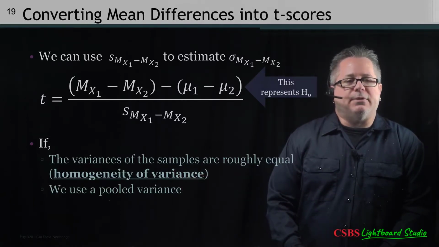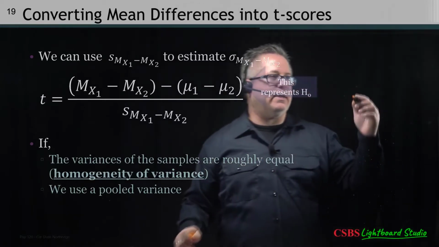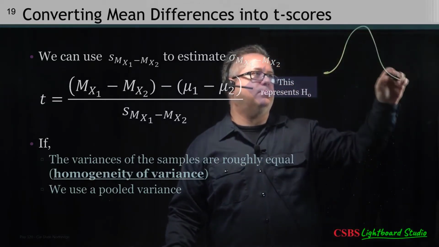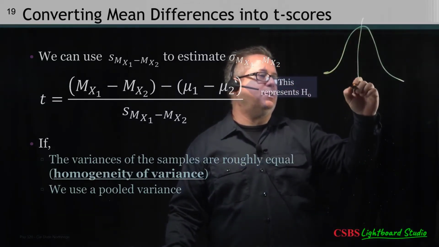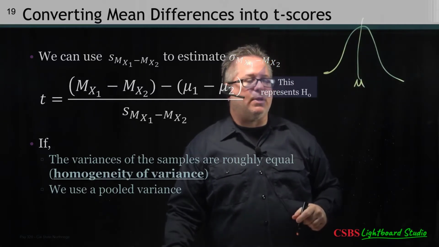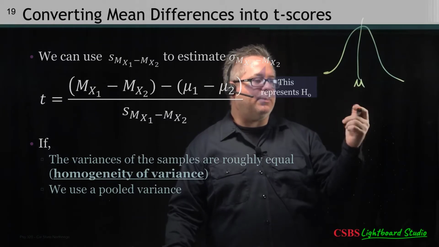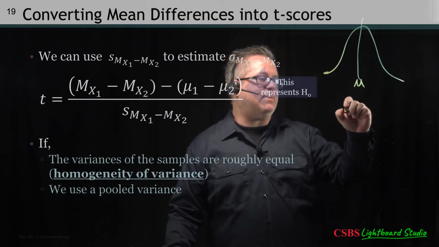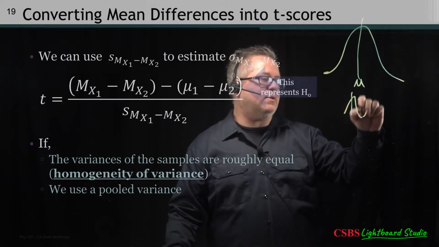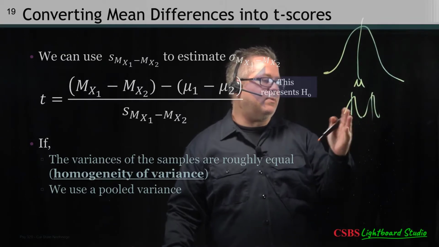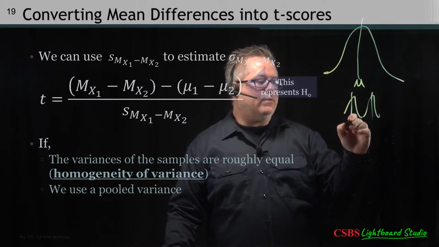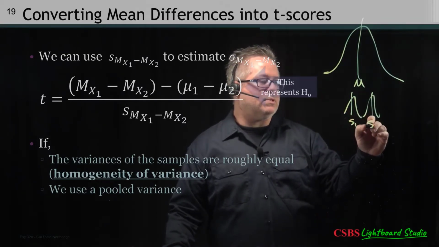So the logic here is that if I have some kind of population, let's say we're using just a single population, and I get a couple of different samples out of here, a sample here and a sample there. And whatever, I did some stuff to them to make them different. Each of these is going to have its own standard deviation.